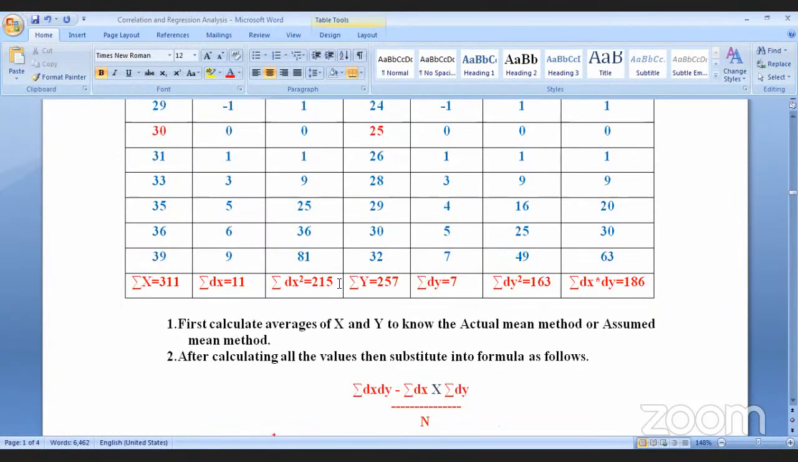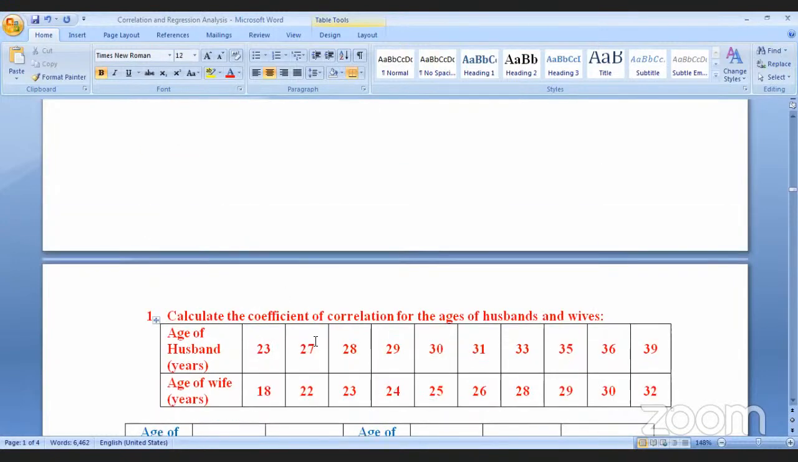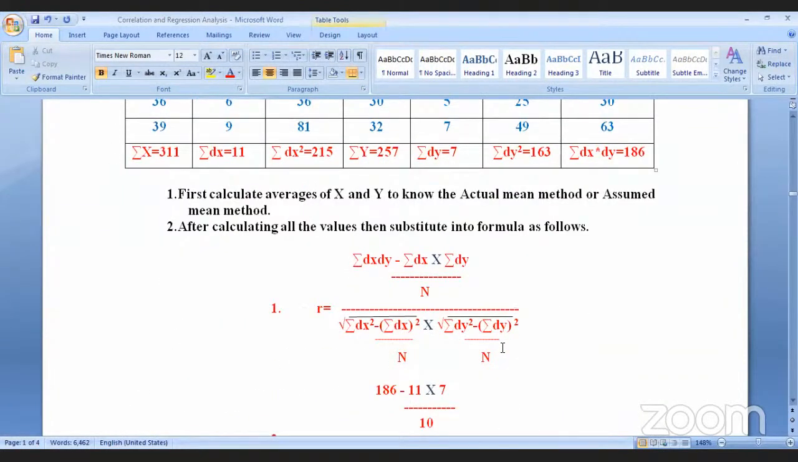Please say the answer. This 311, how much? There are 10 values in total. 311 divided by 10, how much? Yes, 31.1. The average of x, x bar, is 31.1. This point indicates a decimal or fraction value. So we go for the assumed mean method. What about 257 by 10? 25.7. Yes, in both cases we got a decimal value.